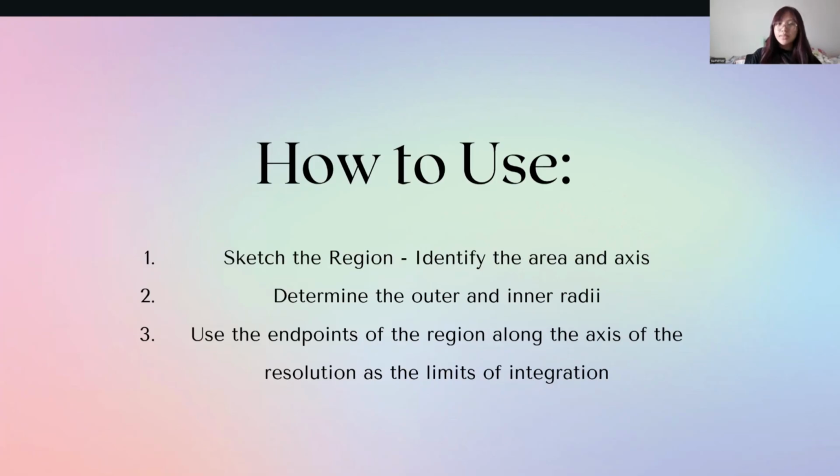Here's a step-by-step process on how the Washer method can be used. First of all, the first thing to do is to sketch the region. This can help us identify the area and the axis, which will help us find the limits of integration, and the inner and outer radius, which will be used in step 2 to determine the outer and inner radius. And then we use the endpoints of the region along the axis of revolution as the limits of integration.